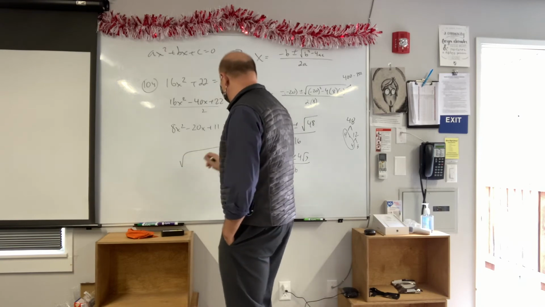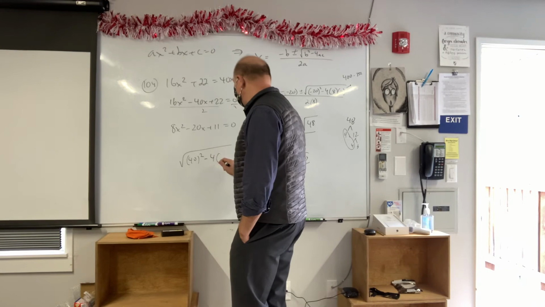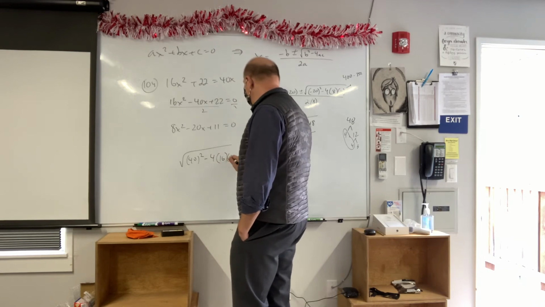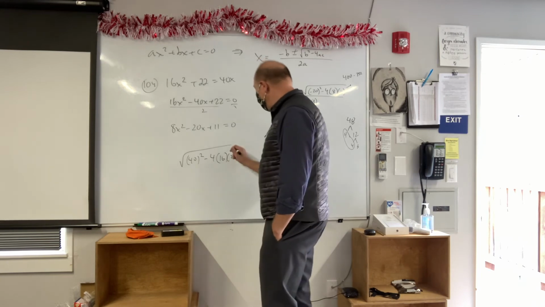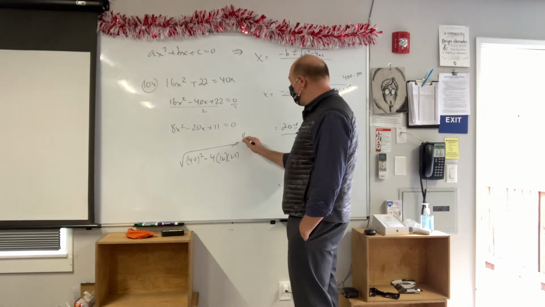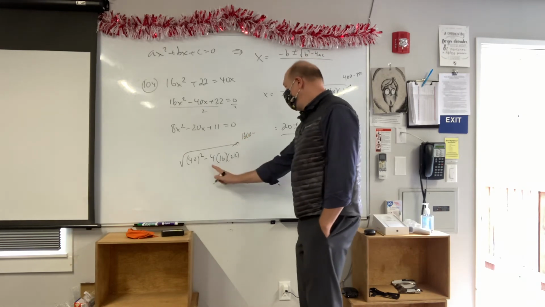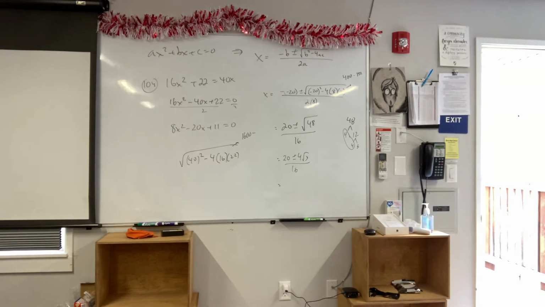The step inside the square root should have been this times this, times this times this. Is that right? So anybody with a calculator here, give me the simplified version. I got 40 times 40 is 1,600, minus, someone give me 4 times 16 times 22. Oh, it's 40 times 40, not 40 times 2.